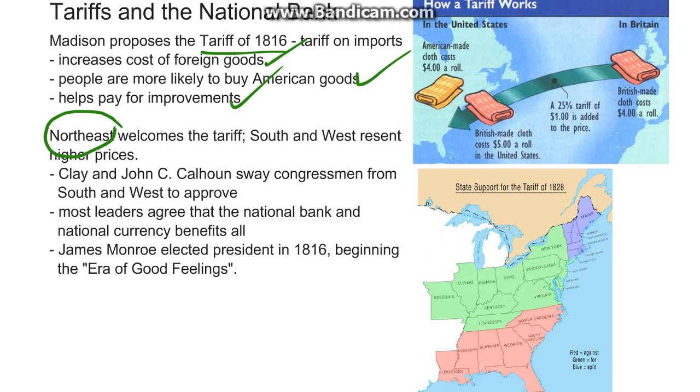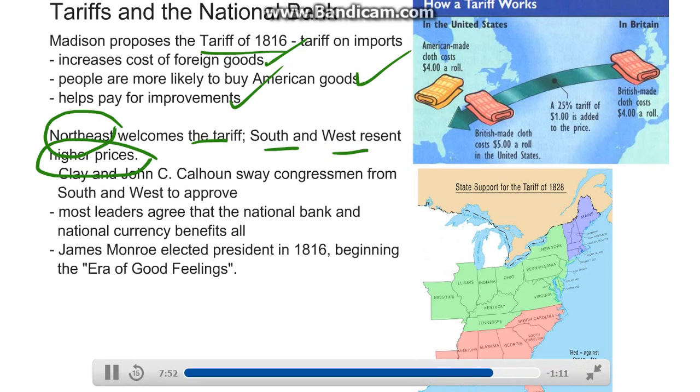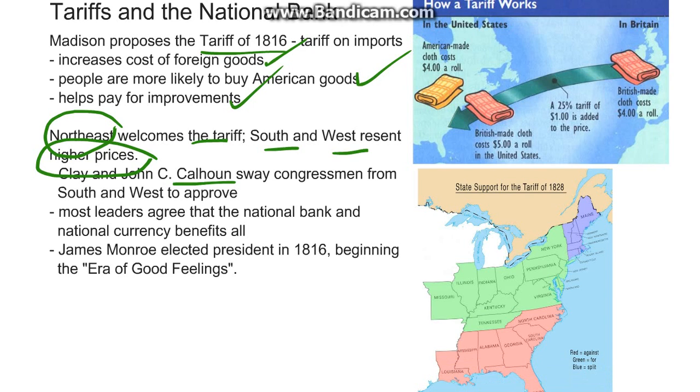The Northeast supports the tariff and likes it. The South and West are not happy that they have to pay higher prices for things. Henry Clay and John C. Calhoun are going to sway congressmen from the South and West to approve. Most leaders still agree that the national bank and the national currency actually benefits the entire country and every section.